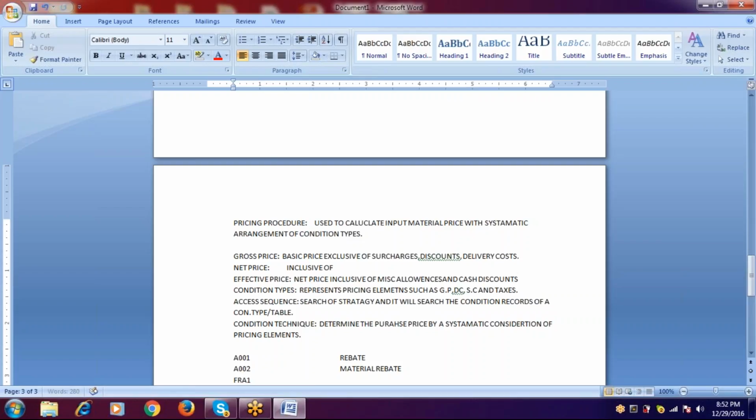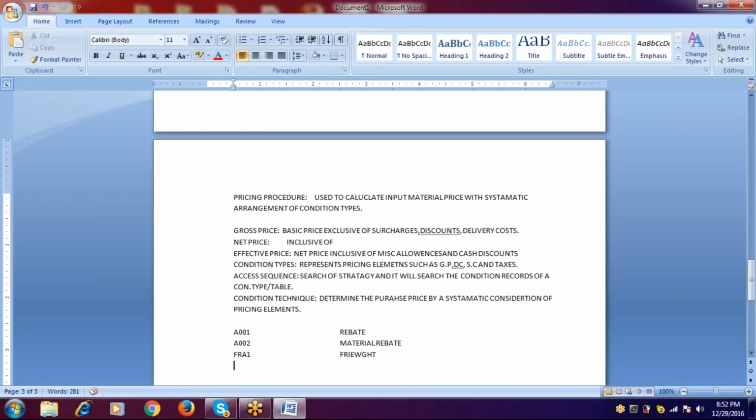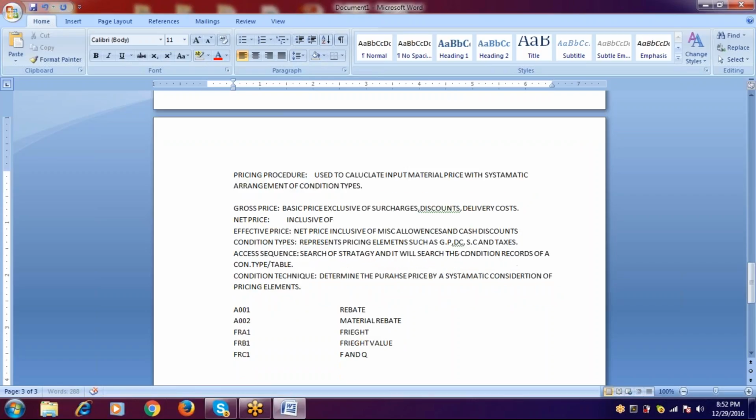And as well as FRA1. This FRA1 is called the price. And FRB1 is for the freight value. And as well as FRC1, and FNQ, which means freight and quantity. And GRWR, which we call the statistical value.